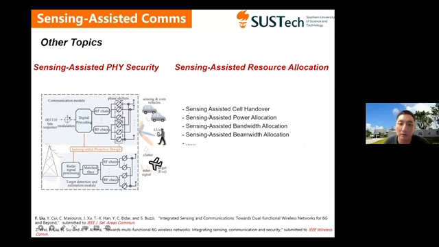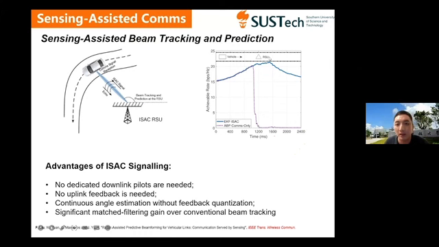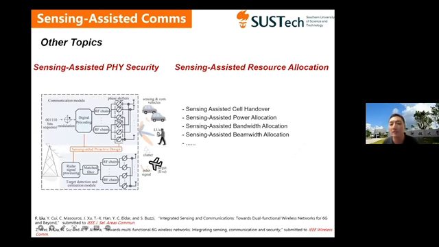Okay, so there is sensing-assisted physical layer security, and, for example, sensing-assisted resource allocation. So we can have, for example, sensing-assisted cell handover, like in the vehicle case, where we can actively sense these vehicles during the handover of the RSUs, and sensing-assisted power allocation, bandwidth allocation, beamwidth allocation, all based on the sensed states of the movements of the users or the vehicles. And by using this sensing-assisted resource allocation, you can definitely achieve higher efficiency than communication-based resource allocation.